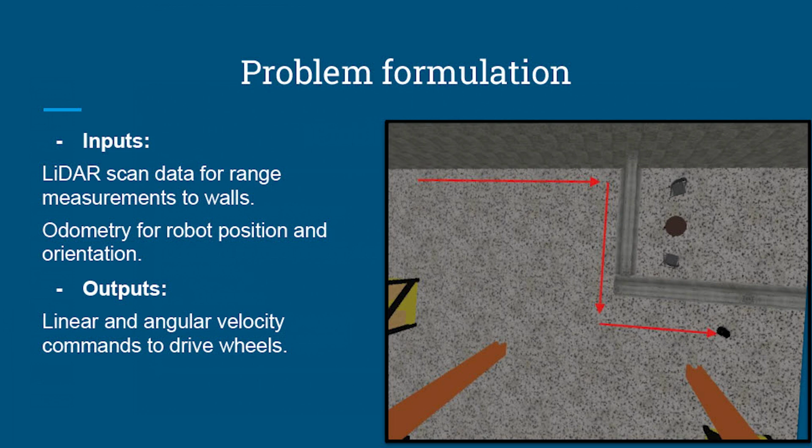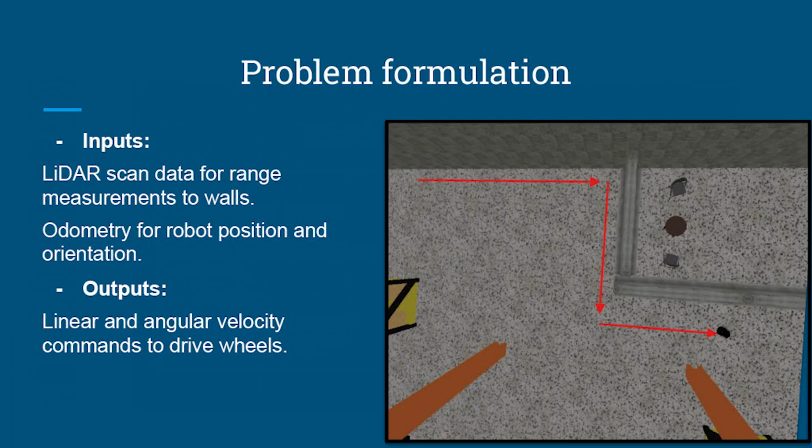It would also have an input of the odometry, which is basically what the robot's position is within the space and its orientation, whether or not it's facing the wall or away from it or slightly towards the wall. That's one of the inputs that we also had.